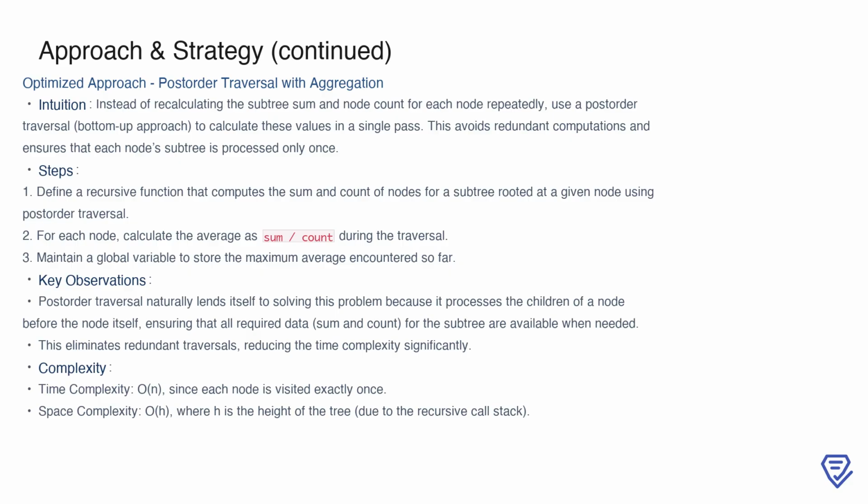This eliminates redundant work and brings the time complexity down to O(n), as each node is visited exactly once. The space complexity is O(h), where h is the height of the tree, due to the recursive call stack. This approach is not only efficient but also clean and systematic, making it ideal for solving this problem.